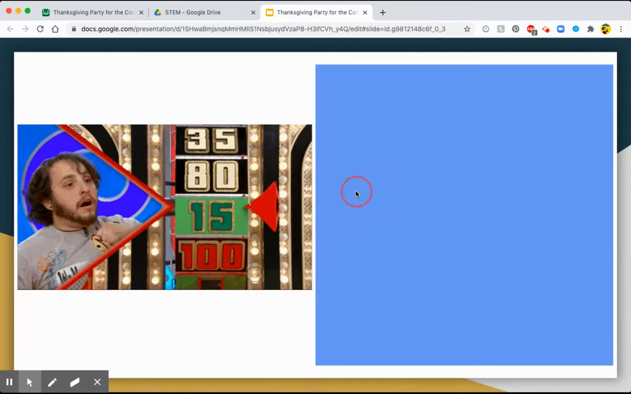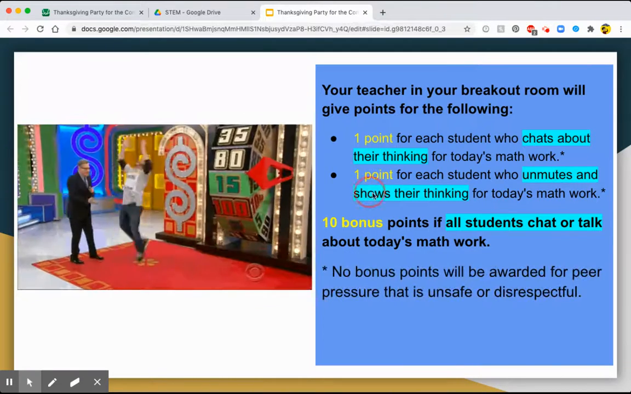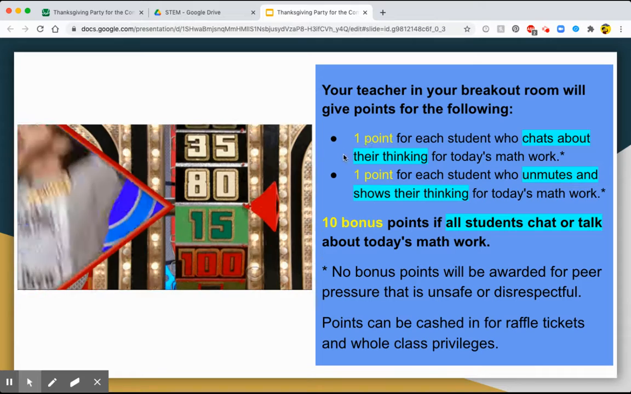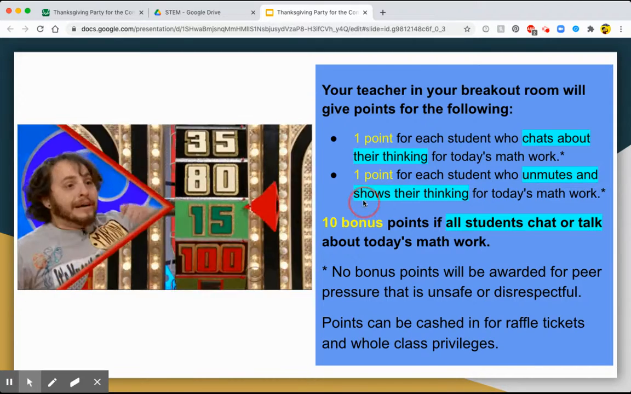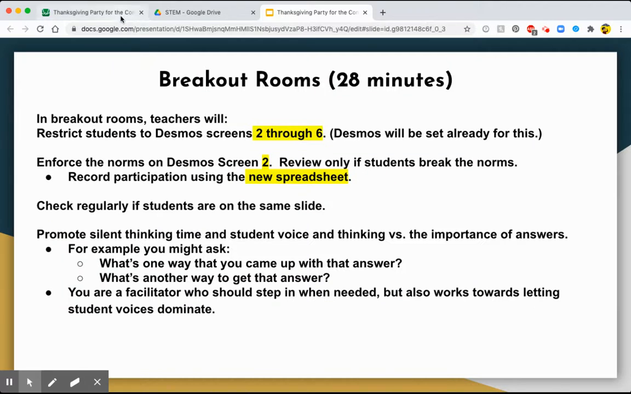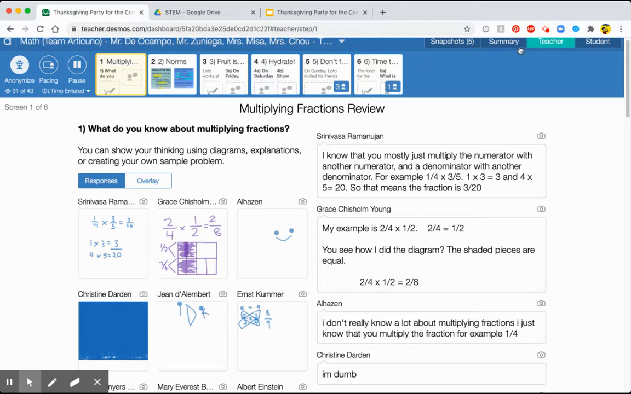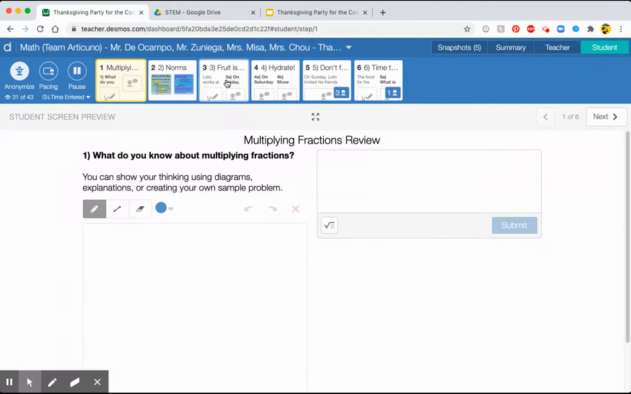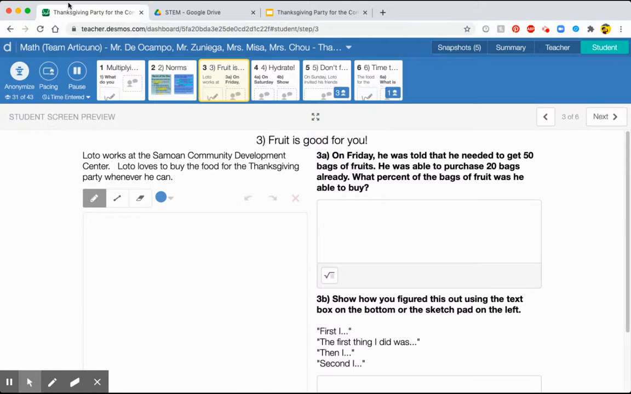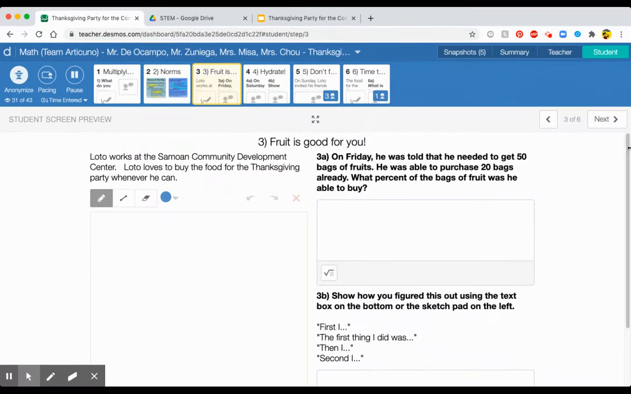We worked in groups, we followed the norms, and also there's tickets for prizes by participation. Then we went into breakout rooms and started working. Each group did as much as they could, and the rest of it was homework. So 3, 4, 5, and 6 are the next problems.